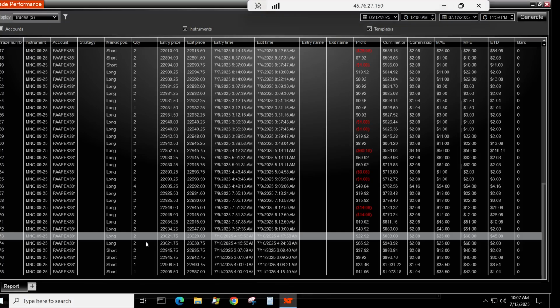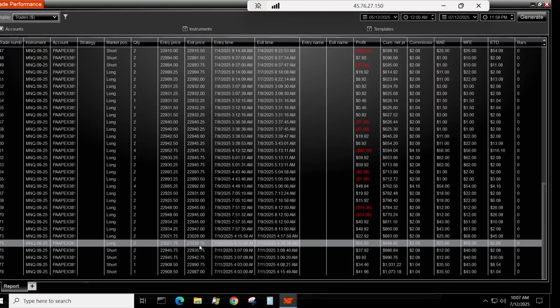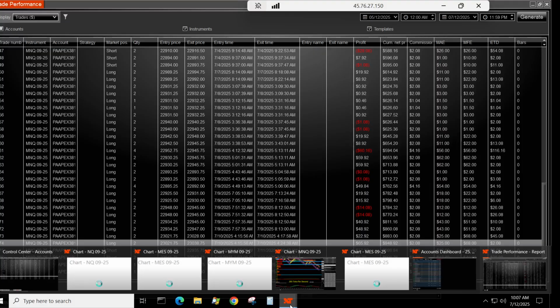So the trade was a long, at 23.021 to 28 to 38. Is it 1 trade and done? It's like 4 contracts. 1 trade and done.